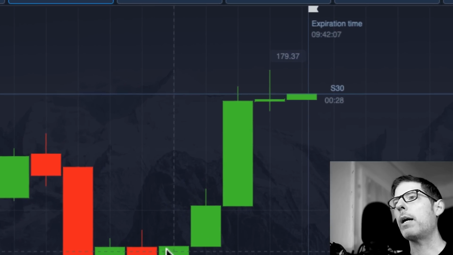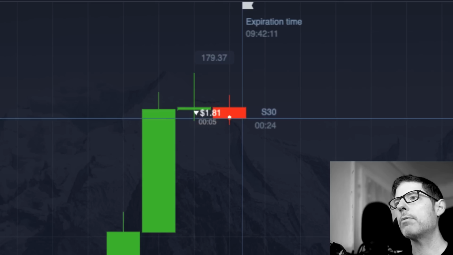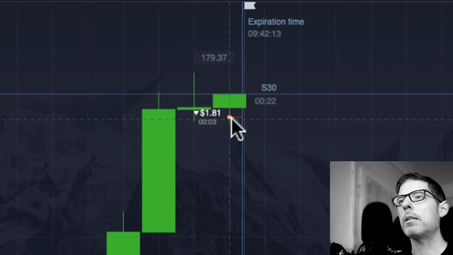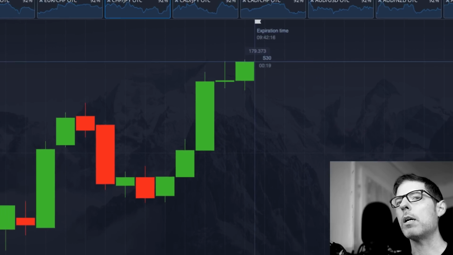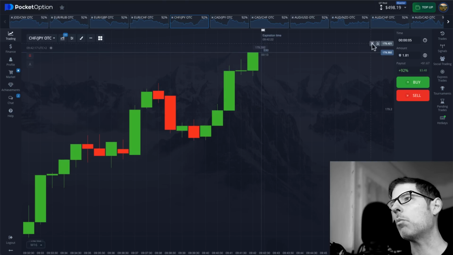Okay, so new candle. We're at the 30-second, 28, 27, 26, 25. Really risky because it looks like it's indecisive. Probably going to lose this trade. And sure enough, that's a loss. Let's go back over here to the trade manager. Mark this as a loss. Next trade amount is 341.